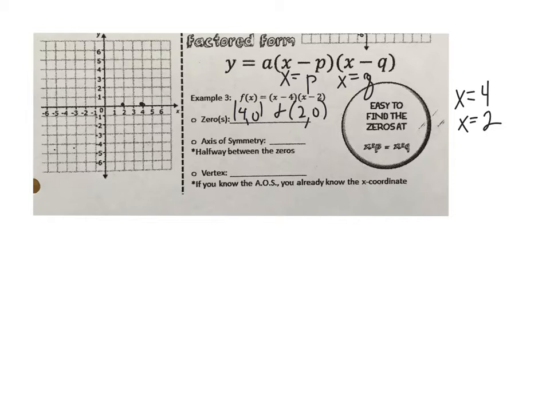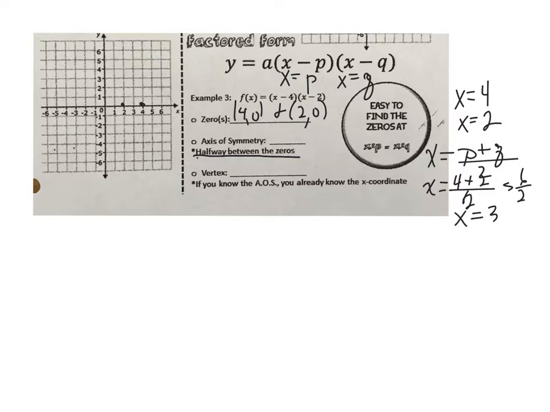Those are my zeros. Now, what do we know about the axis of symmetry? When I'm in factored form, remember that the axis of symmetry is halfway between those zeros. So if you can't look right there and tell that it's x equals 3, remember your little formula is x equals (p plus q) divided by 2. So you're taking the average. So x equals (4 plus 2) divided by 2, so 6 divided by 2. That's where x equals 3 comes from. So x equals 3 is that axis of symmetry. I'm going to come over here and dot my axis of symmetry.